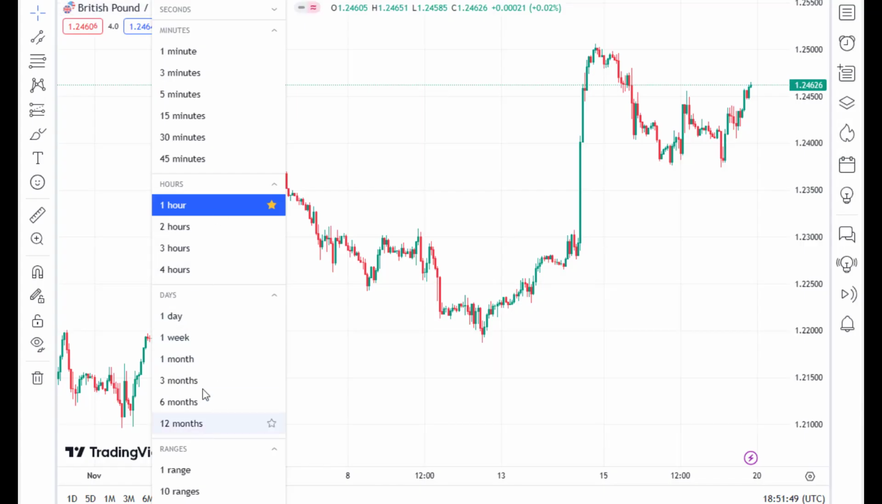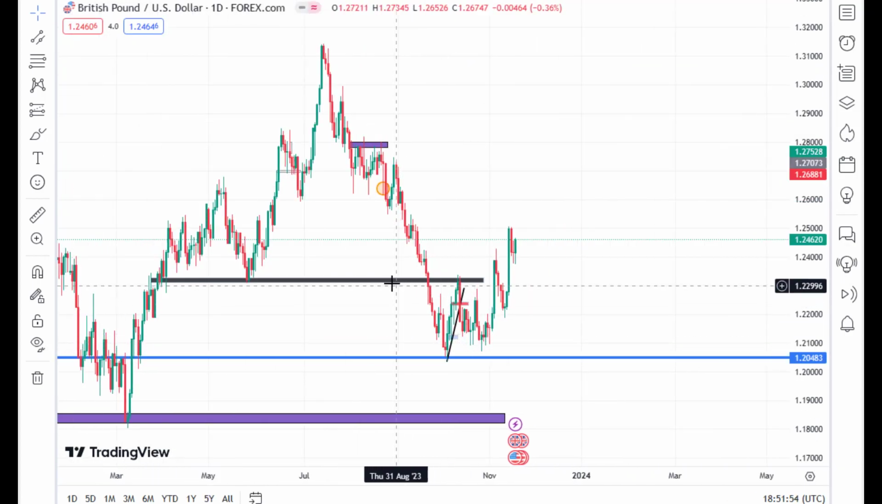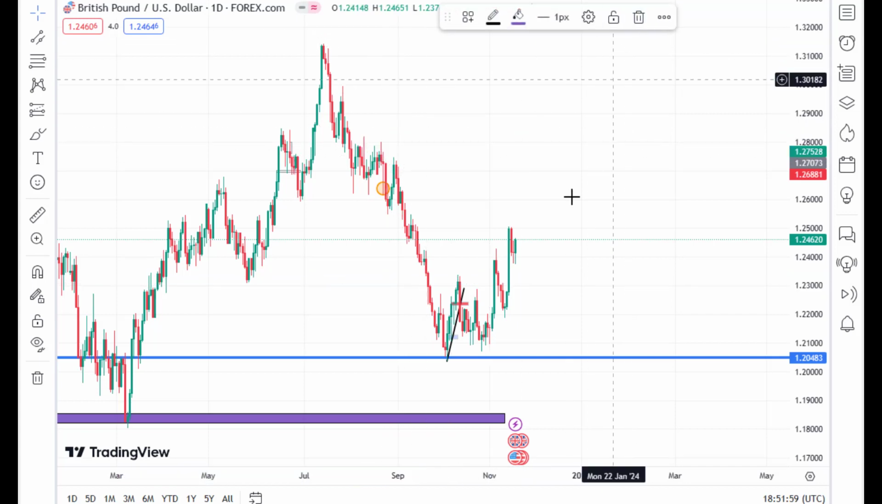Okay, so now we go to the daily time frame. You look at GBP in the daily time frame. That is where we are going to be starting our analysis from. We want to do a top down.